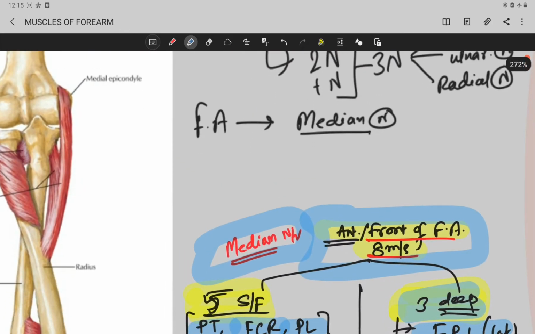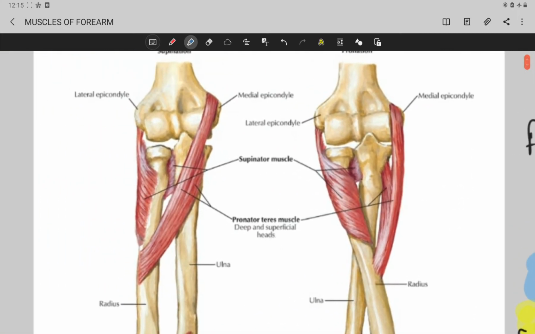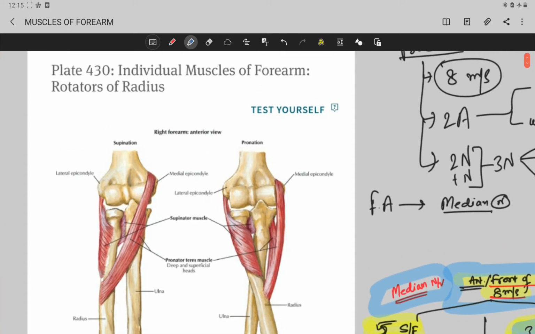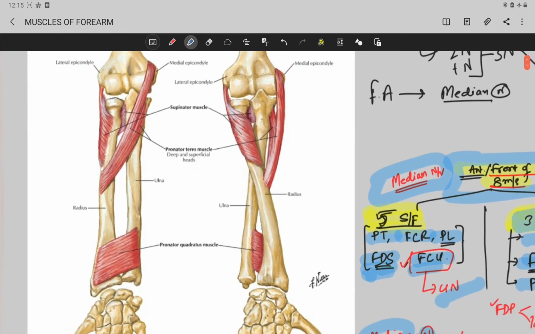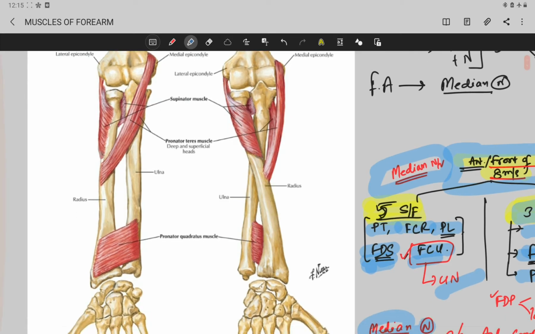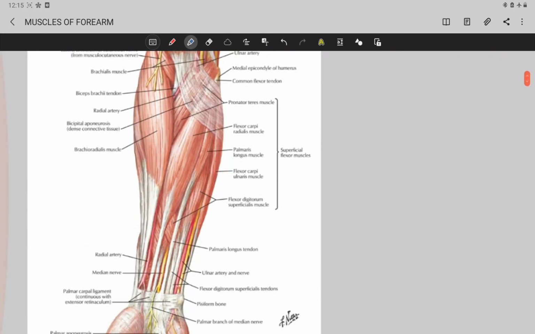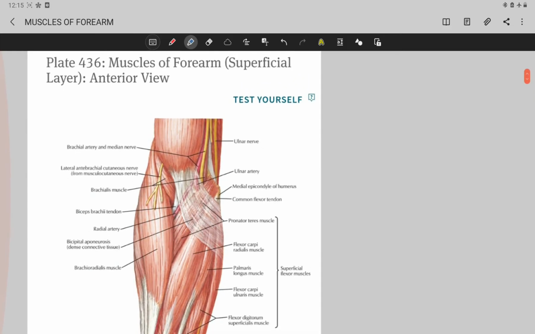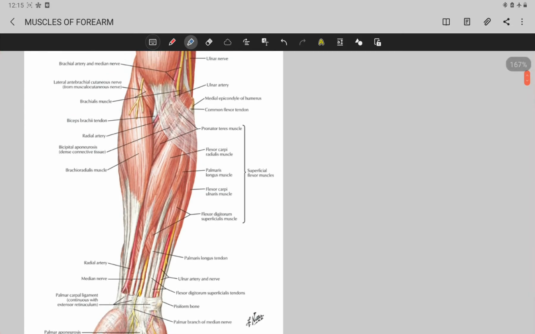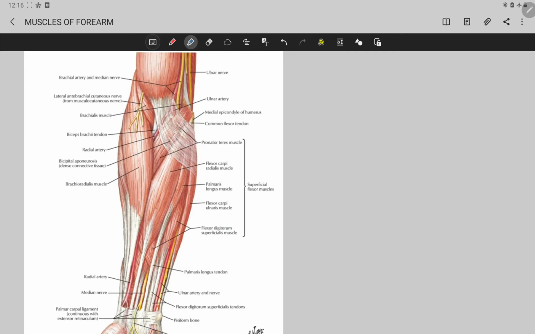Now let's talk about the arrangement and orientation of those muscles. Here you can see the deep muscles, pronator teres, etc. In this diagram you can see the anterior view of the forearm. Somewhere here is the medial epicondyle of the humerus.